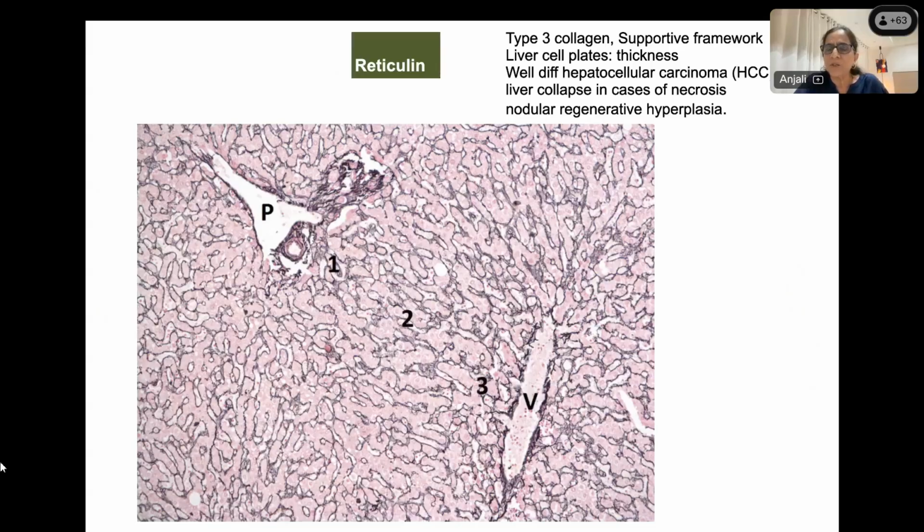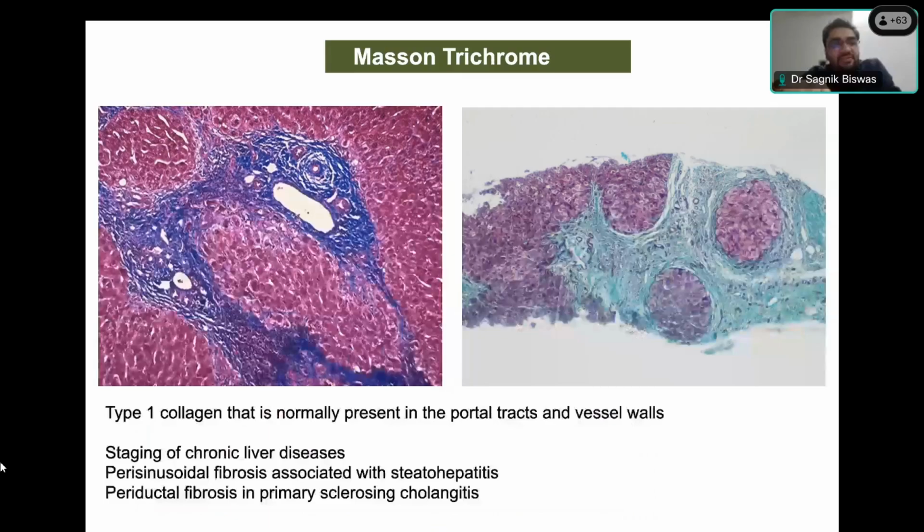Dr. Sagnik has a question. Ma'am, for the portal triad, is it common to have all three components of the portal triad present in all biopsies? Because we had one case of ductopenia where there were fewer, but then the pathologist told us that it is common that they are not seen in all these samples.